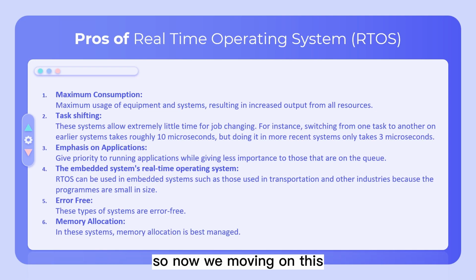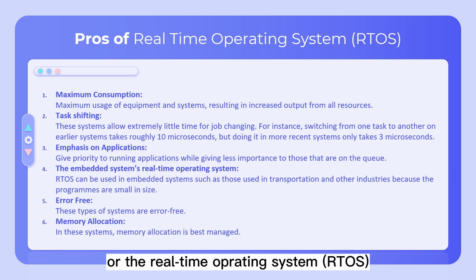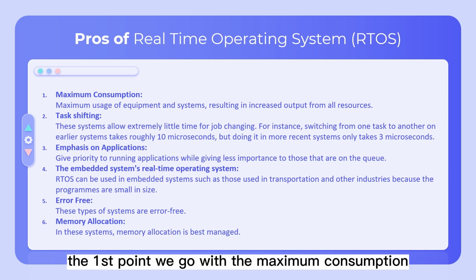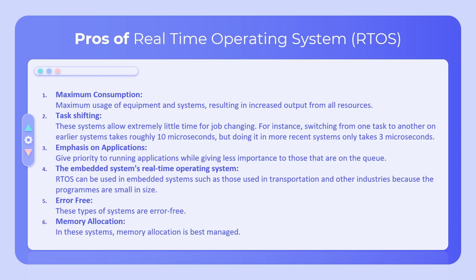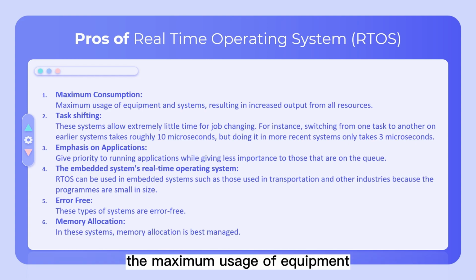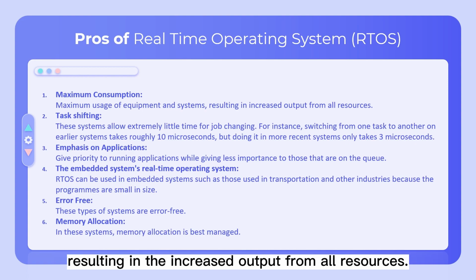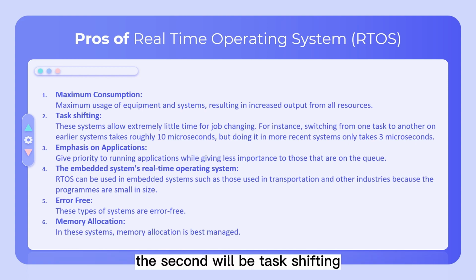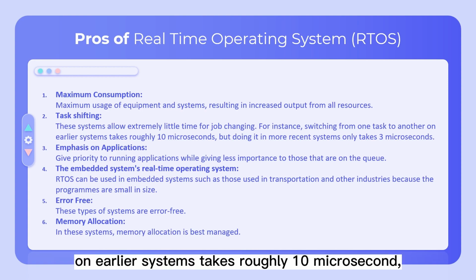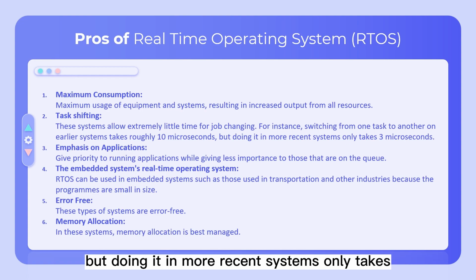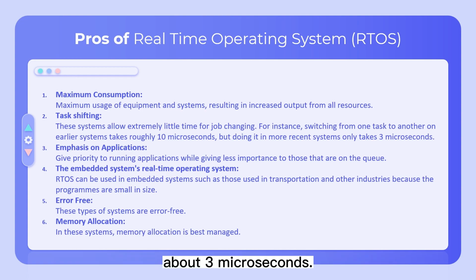Now we move on to the pros of the real-time operating system, RTOS. The first is maximum consumption: the maximum usage of equipment and systems, resulting in increased output from all resources. The second is task switching. This system allows extremely little time for job changing. For instance, switching from one task to another on an early system takes roughly 10 microseconds, but on more recent systems it only takes about 3 microseconds.